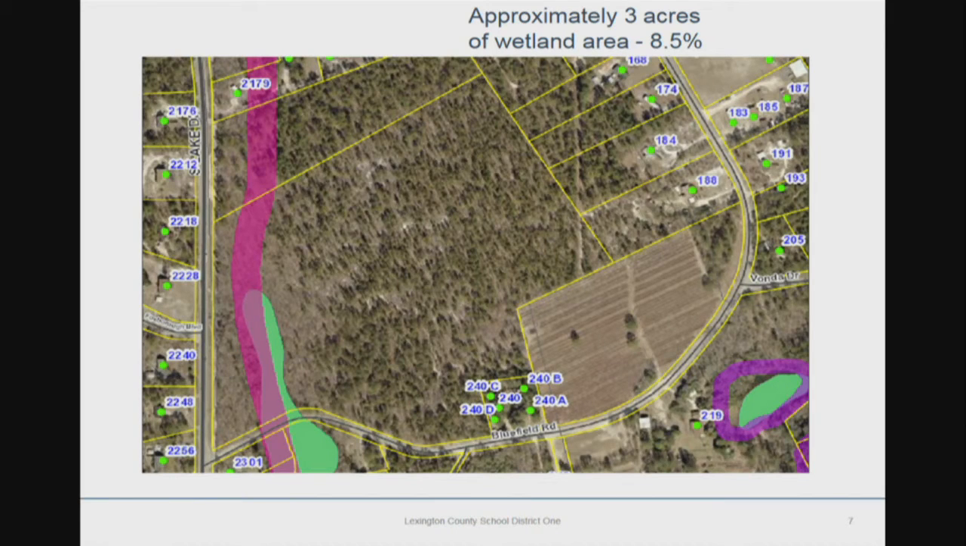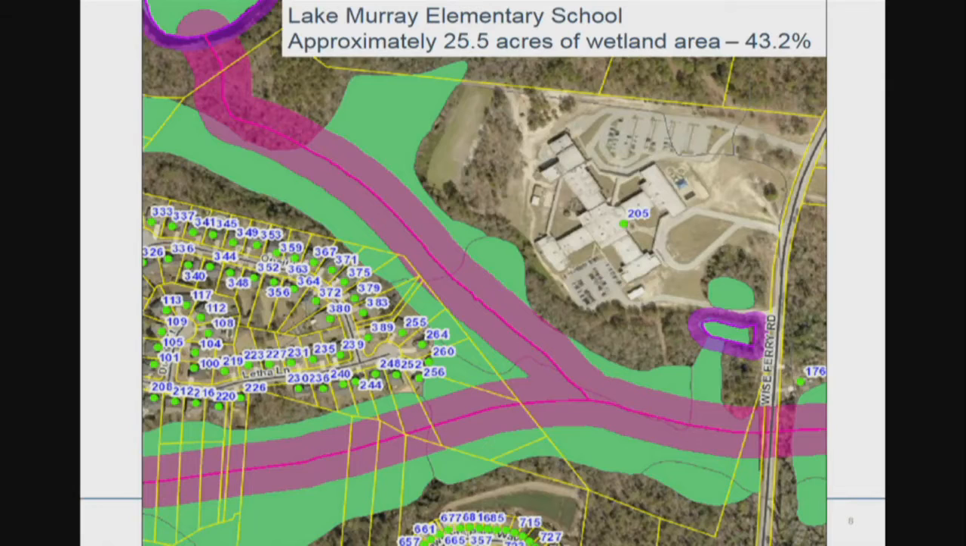Also looking at wetlands and pond and stream buffers, areas on the site that we work really hard not to impede on through our development here in Lexington 1. And so on this site, it was approximately 3 acres, and you see these delineated here of wetland area, about 8.5% of the site. And just for reference, I've used this one before, but Lake Murray Elementary has the most wetland area that has been protected on our campuses at about 25.5 acres, or about 43.2% of that site. So you can see we do have the ability to develop around those areas pretty well.